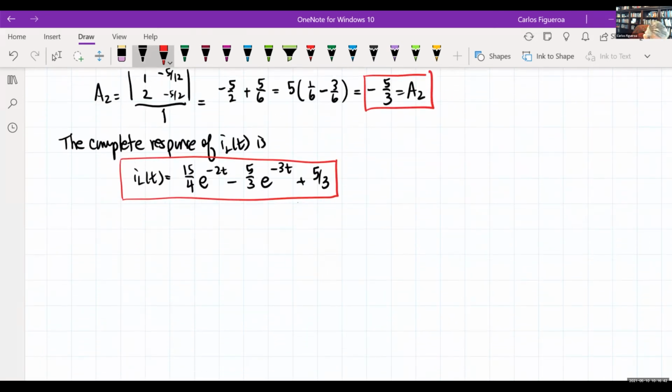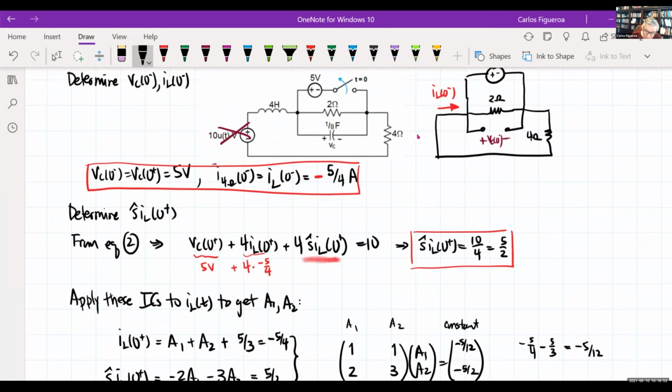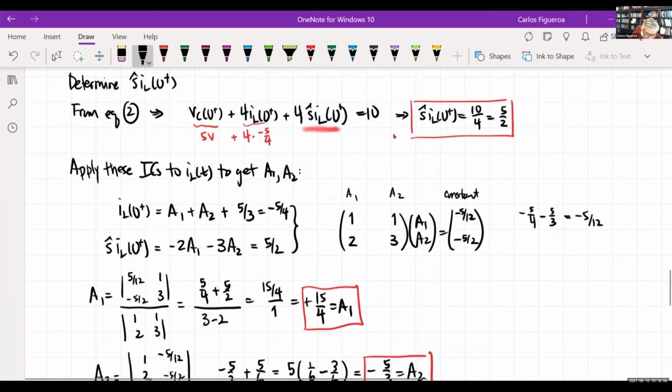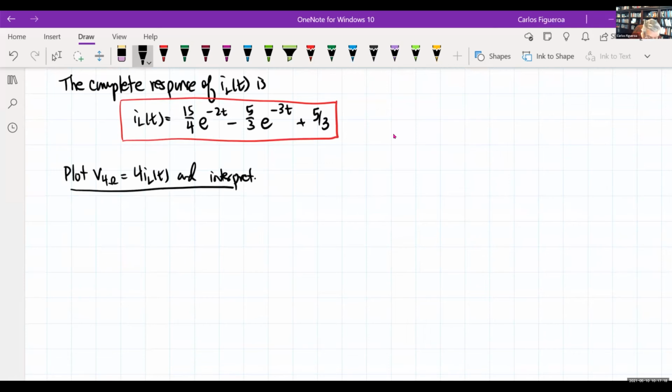So now what I want to do here is plot. We're trying to get the 4 ohm resistor, right? If we're trying to get the 4 ohm resistor, we said that it's in series with the inductor. So it's got to be 4 iL of t, and interpret. So the first thing that we should see here is that we expect a discontinuity. Okay. So if we expect a discontinuity, that means when I look at this guy, we're not going to see one.